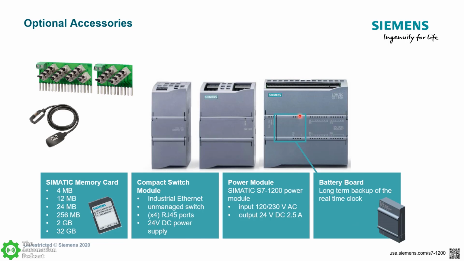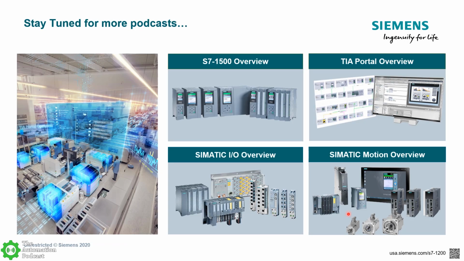So built in on the CPUs, you have these capacitors. You can have your real-time clock on the CPU buffered up to 20 days. With the battery board, you extend it up to a year. So if you lose power to the CPU for more than a year, your timestamps, it doesn't lose its integrated timestamp. And that's pretty much it.